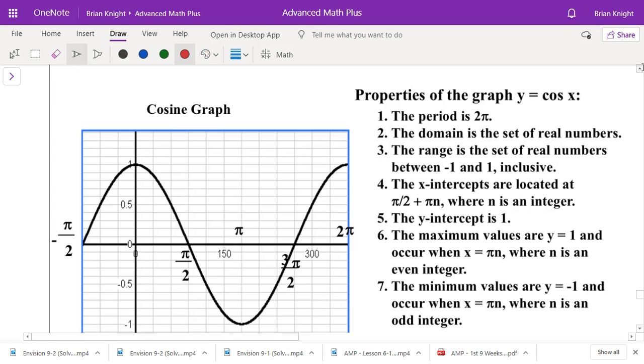Okay? All right? The y-intercept for sine was at 0. For cosine, it's at 1.